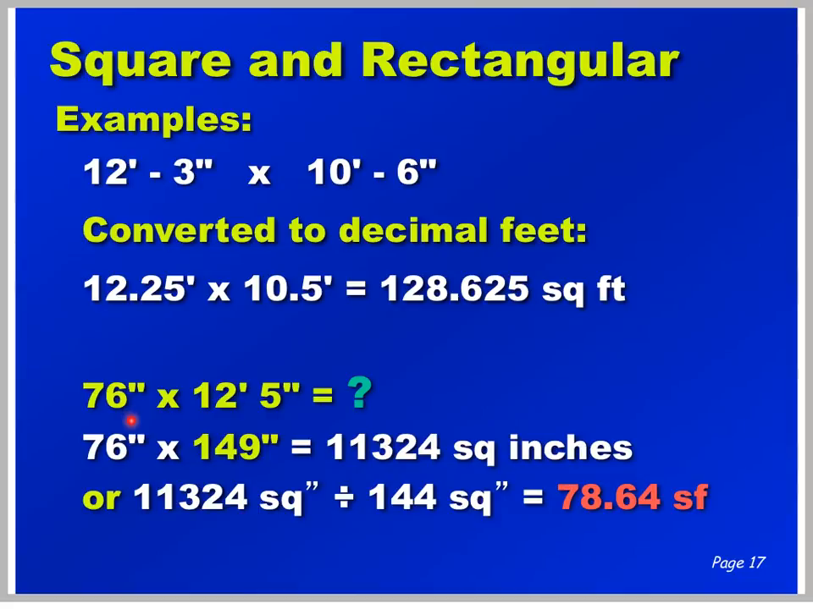The same is true if you start in inches. For instance, we have 76 inches times 12 foot 5 inches. Here I'm going to leave the 76 as 76, and I'm going to convert the 12 foot 5 inches to 149 inches. Multiply both out, I get 11,324 square inches, and then I divide that by 144 square inches to a square foot, and I get 78.64 square feet.